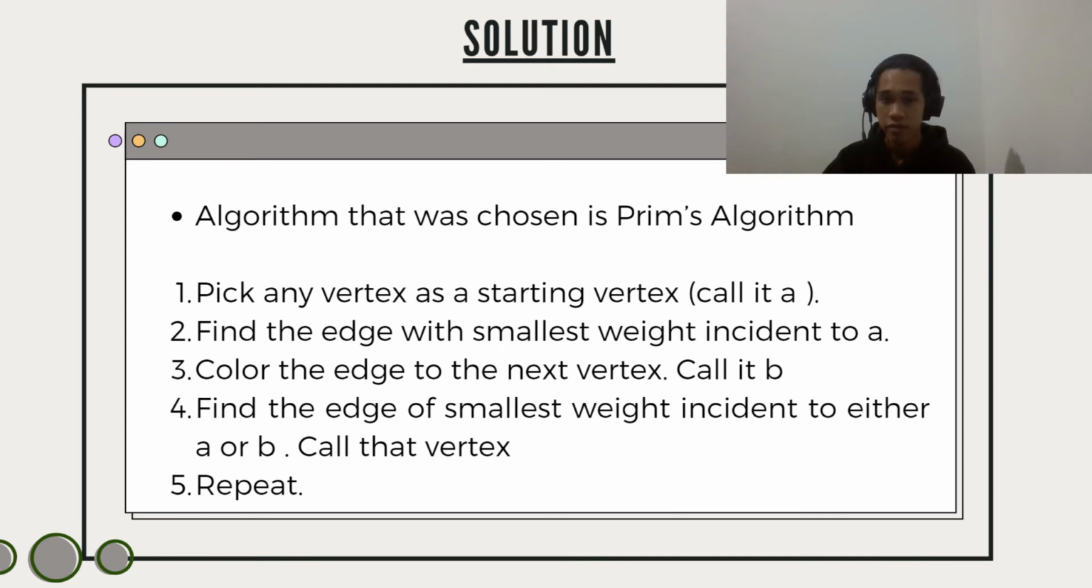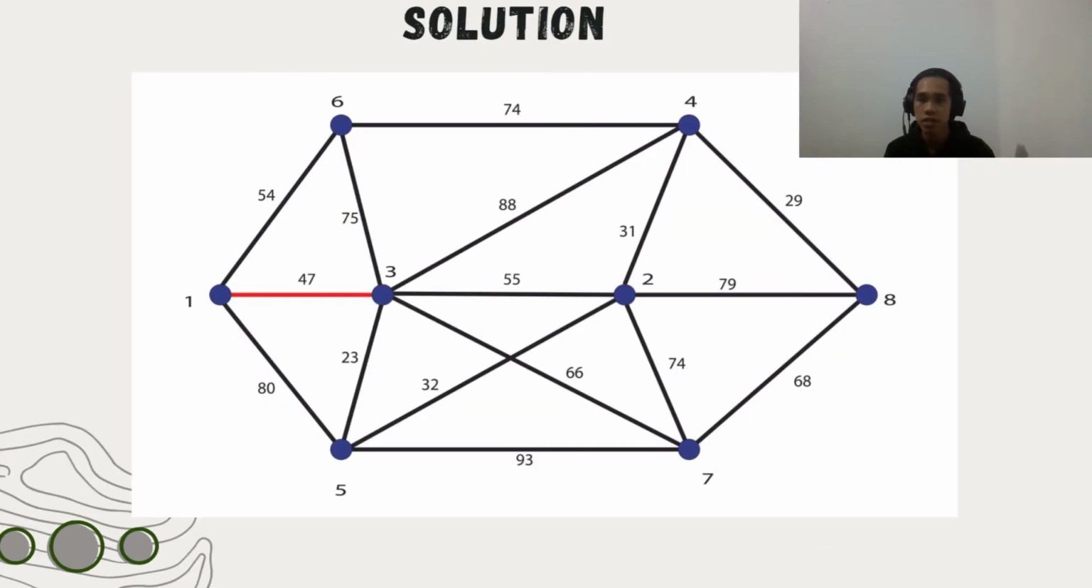Third step, find the edge of the smallest weight incident to either A or B. Call it vertex C. Then repeat the step by choosing the edge of smaller weight that does not form a cycle until it spans all the vertices. The resulting subgraph is a minimum spanning tree. So let us look into our graph.